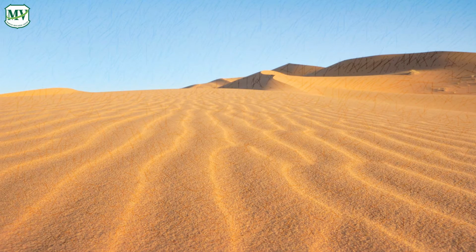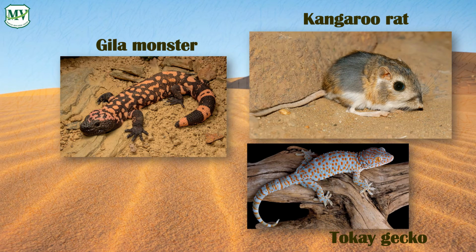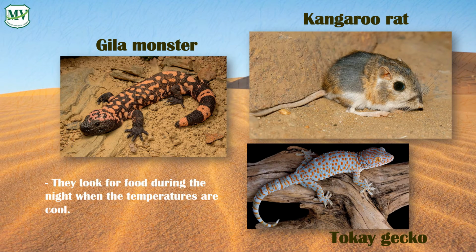Some animals such as Gila monster, kangaroo rat, and tokay gecko hide in the shade to avoid the sun. They look for food during the night when the temperatures are cool.